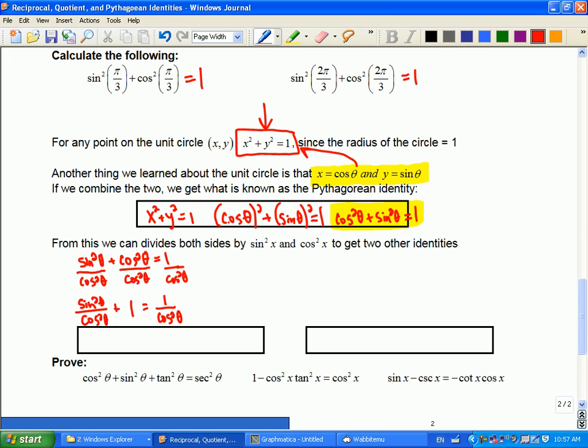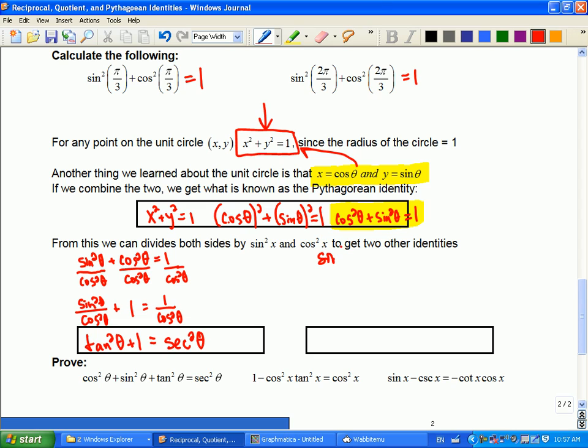Can we do another step? How could I go one more simplification? What could I do here? Yeah, that's tangent squared theta. Tangent squared theta plus 1. And what's 1 over cos squared theta? Yeah. So there's another identity which is true for all values of theta. Tangent squared theta plus 1 equals secant squared theta.